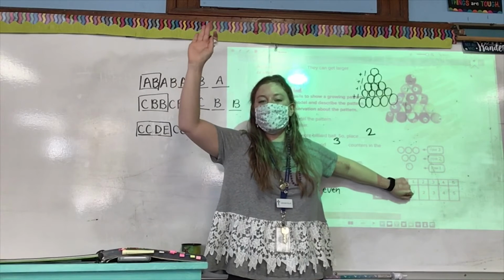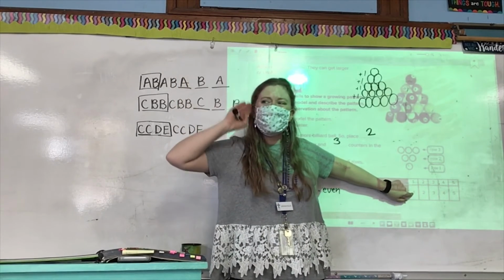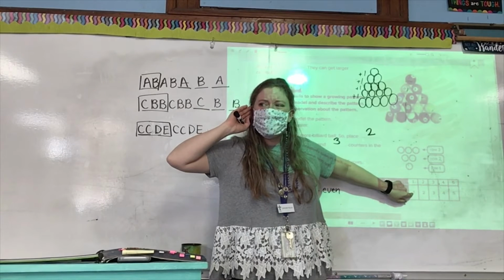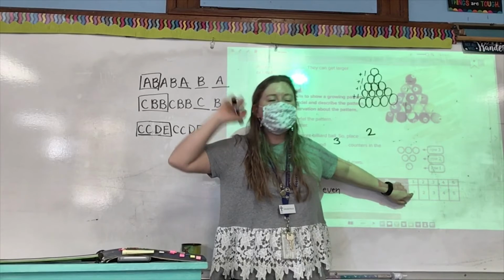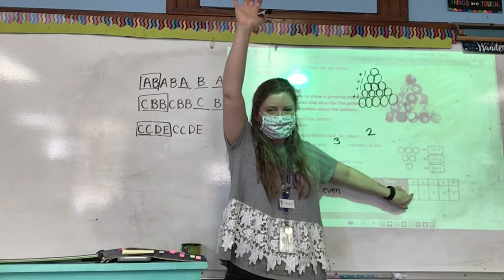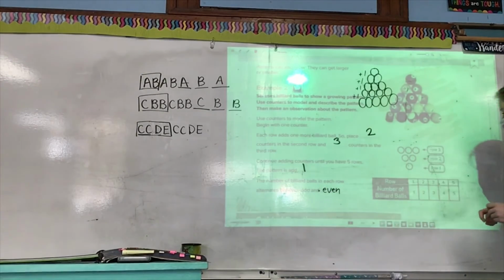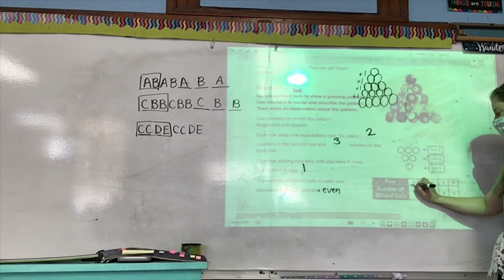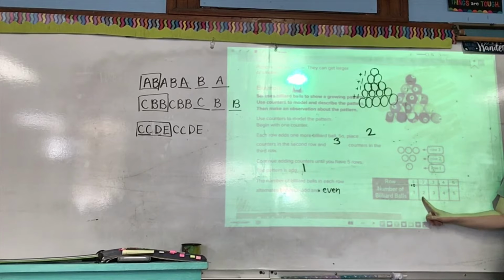What's one thing I can do to 1 to get 1? Kingston. What? I can't hear you. What's one thing I can do to 1 to get 1? Zari. Add 1 plus 0. So I could add 0. Well, let's see if the same thing happens the second time. Zari, if I add 0 to 2, will I get 2? Yes.